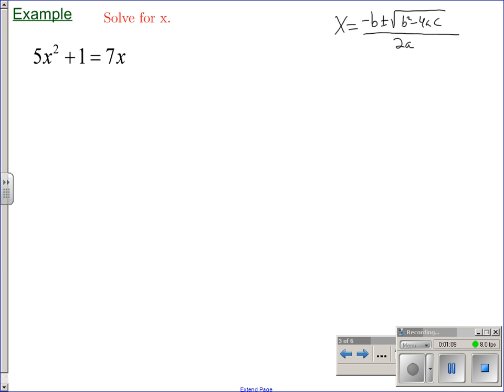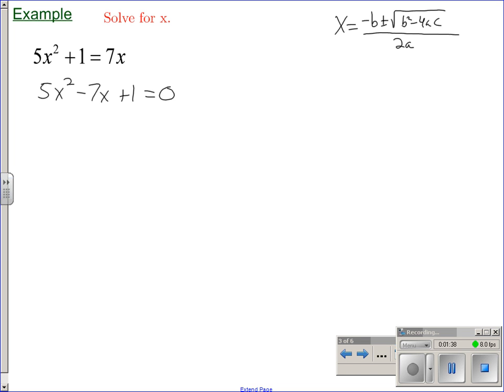But no matter what, we have an x squared term and an x term in this example. We've got to set it equal to 0. 5x squared minus 7x plus 1 equals 0. Looking at this, it's not going to factor. For 5x squared, we have to have a 5x and an x; those are the only options. For the 1, it's got to be 1 and 1. There's no way we're getting to a negative 7. So it doesn't factor: quadratic formula.